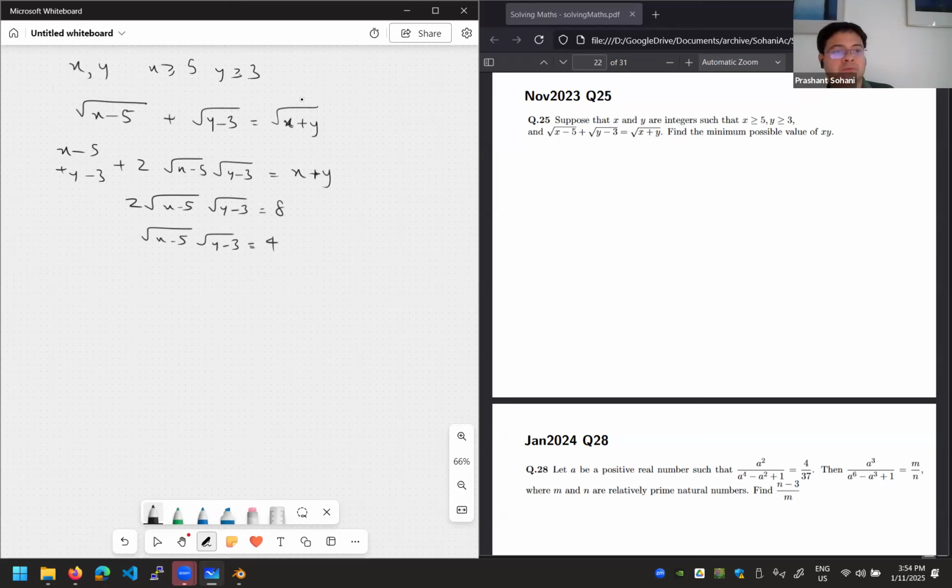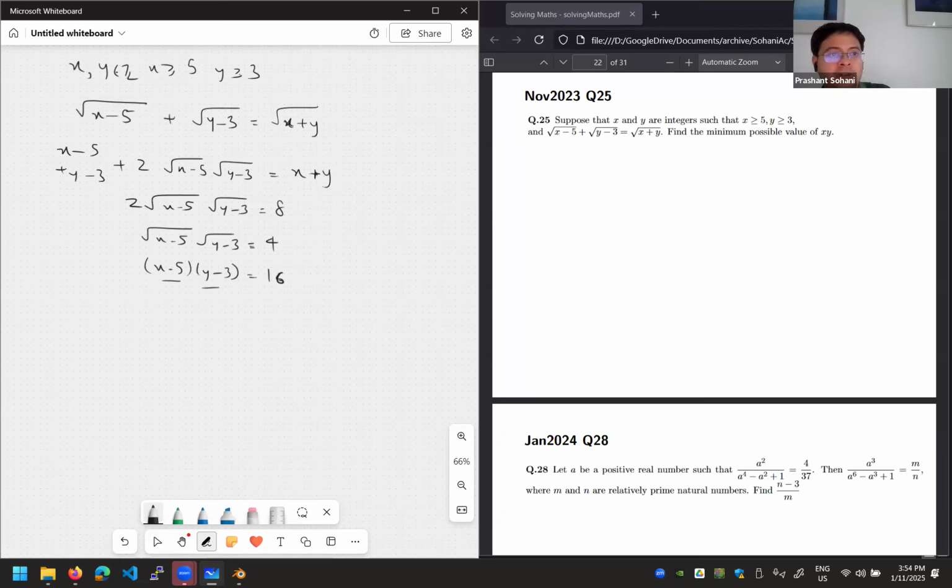Okay. So if I square it again, basically whenever I have square roots, I need to keep squaring until all the square roots are removed. And now, the fact that x and y are integers is very important. So that means that of course these are also integers.